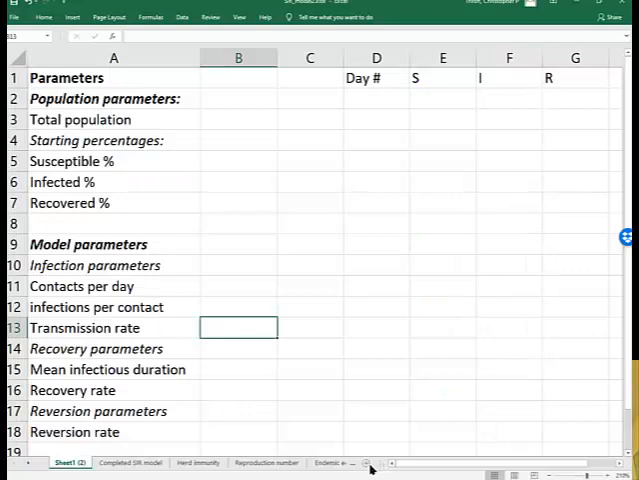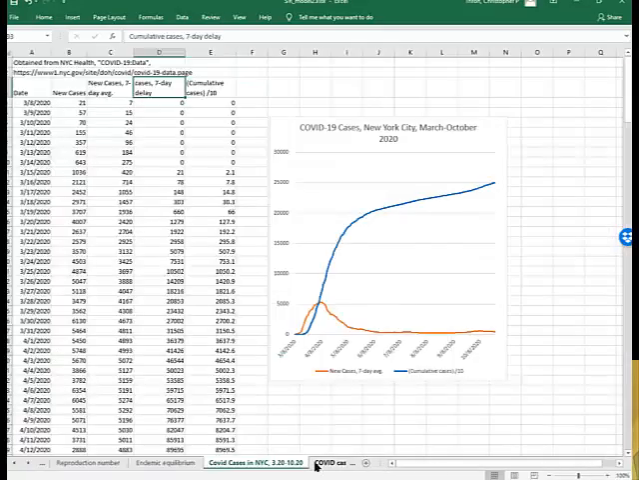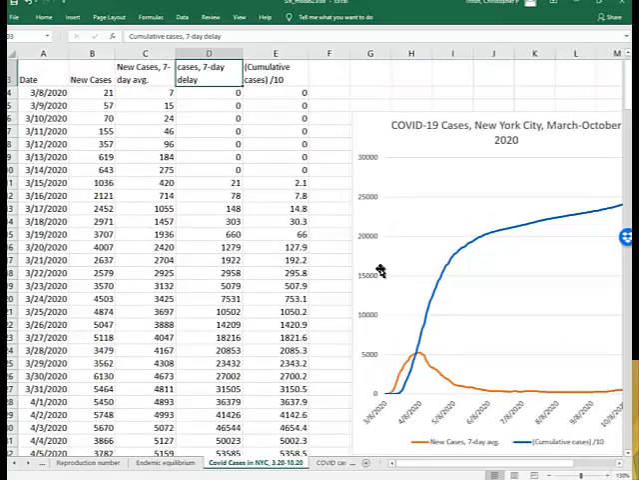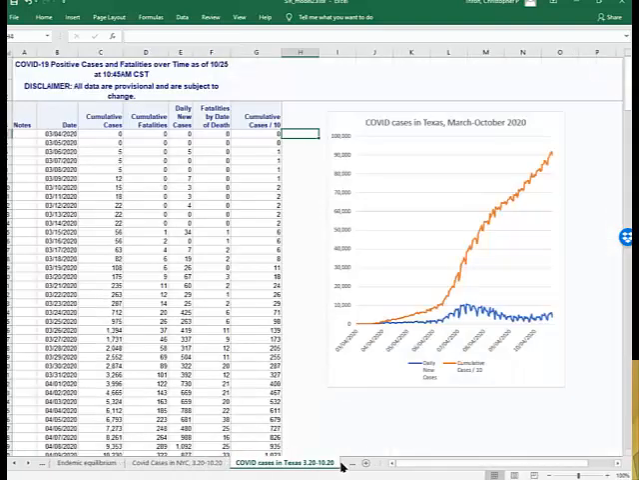I showed in a previous slide the COVID cases in New York City. So this is data that I obtained from the New York City Department of Health website. You can download data like this. So I obtained this data, new cases 7-day average, and then I computed the cumulative cases and divided by 10 so that I could fit both of these curves on the same graph. And here's my COVID cases from Texas.